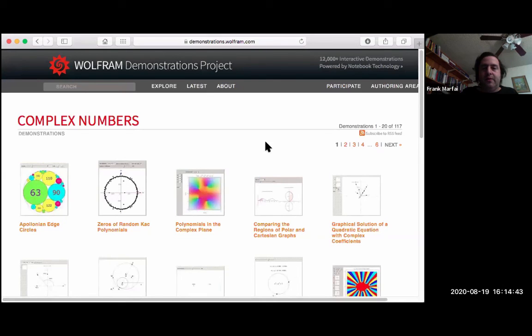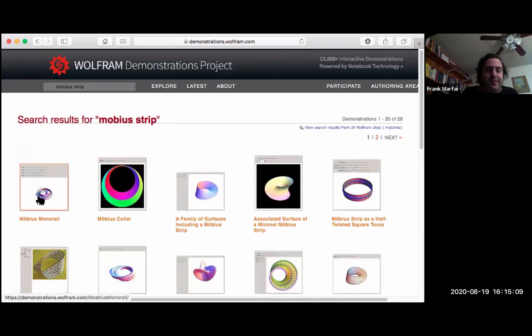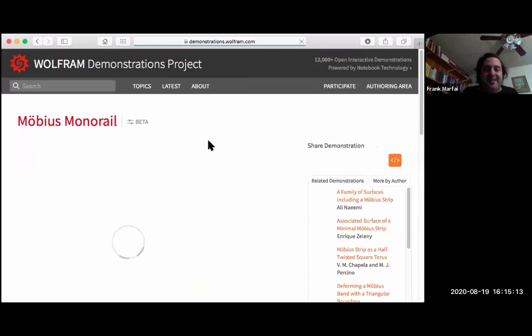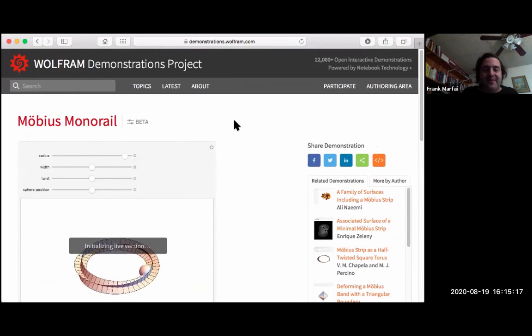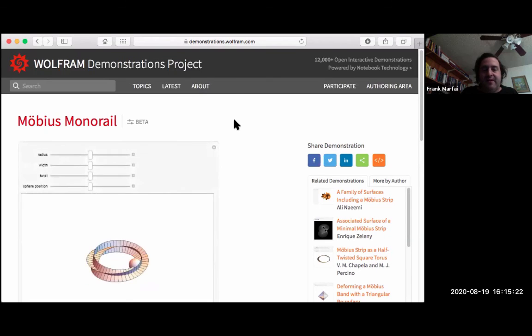it lets you do different things, and it also lets you look for, say I want to look for a Mobius strip. I actually don't know what is going to happen. A Mobius monorail, ooh, that's cool. So the point of this is you can get lost and just look for stuff and let your students really just investigate what happens.